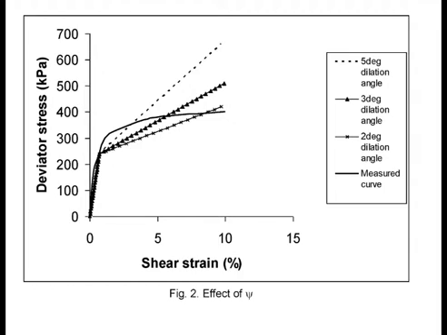Now, this is a curve from the particular soil that I showed you, where there are 3 stress paths. This is one particular stress strain relationship. You can see that if you are using a 2 degree angle of dilation, your solution will be conservative up to about 8% shear strain. If you are using a 5 degree angle of dilation, then your solution is only conservative below the actual stress strain curve up to about 2.5% shear strain.